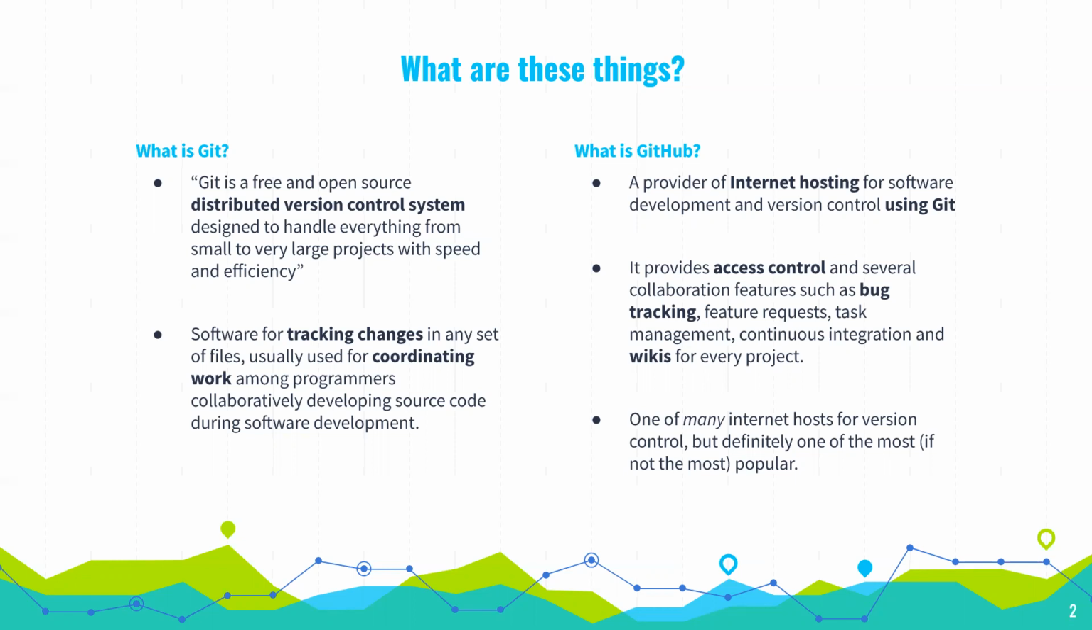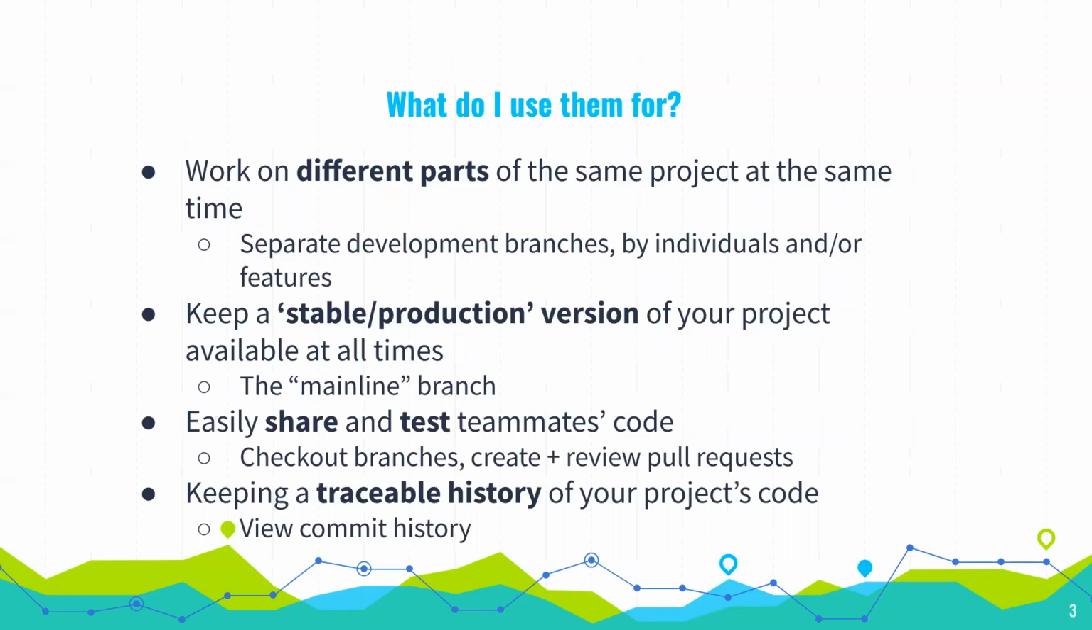And GitHub's not the only one. You can use Git with a lot of different online remote repositories. There's Bitbucket, there's GitLab, a lot of no names. Most people use GitHub or their own version. Like Amazon has their own version. Yeah, what do you use them for?